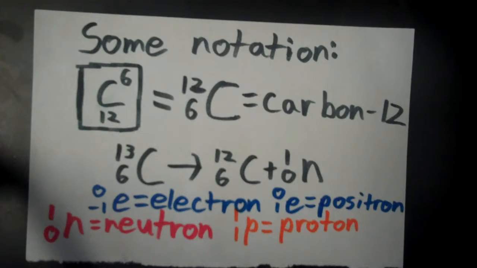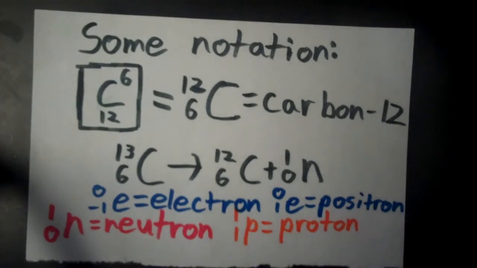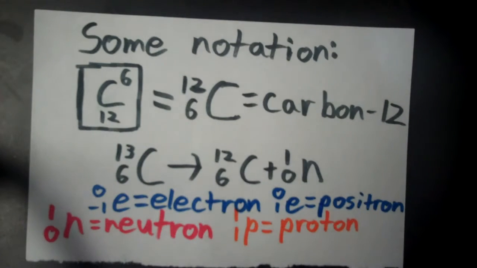This can be represented for nuclear notation by putting the 12 at the top beside the C and the 6 on bottom. You can also write this as carbon-12. Nuclear chemical reactions, like the one shown here, where carbon-13 decays, must follow the first law of thermodynamics, that energy cannot be created or destroyed.